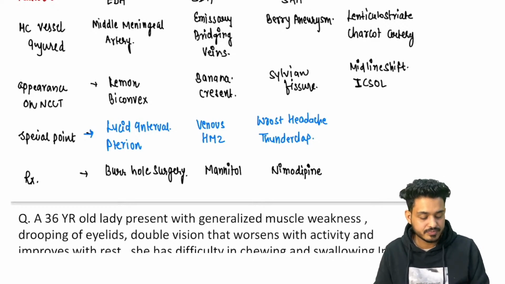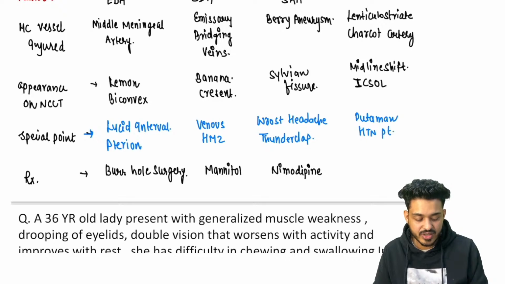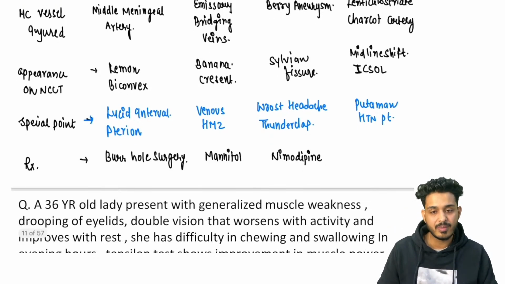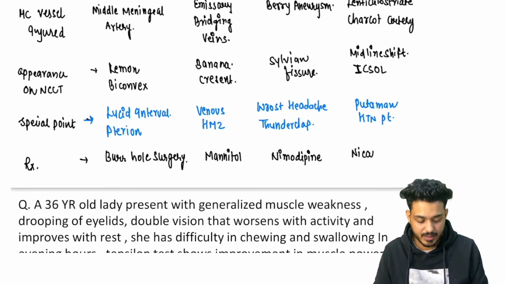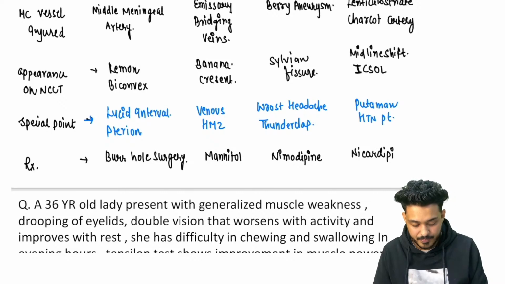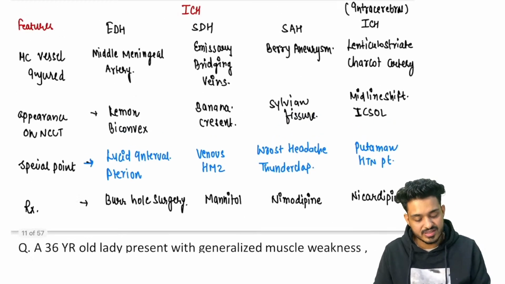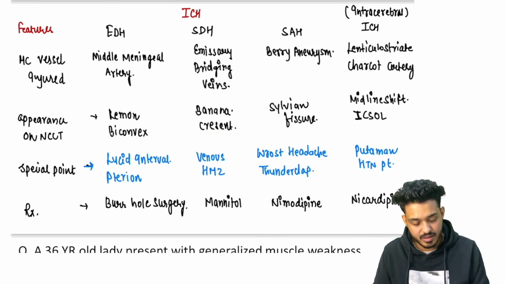Try to answer. That is going to be your putamen. Most common site is going to be your putamen. So whenever you are getting a question on hypertensive patient, you have to think in terms of putamen bleed. And in this particular case, the drug of choice will be nicardipine. Here we will give nicardipine.